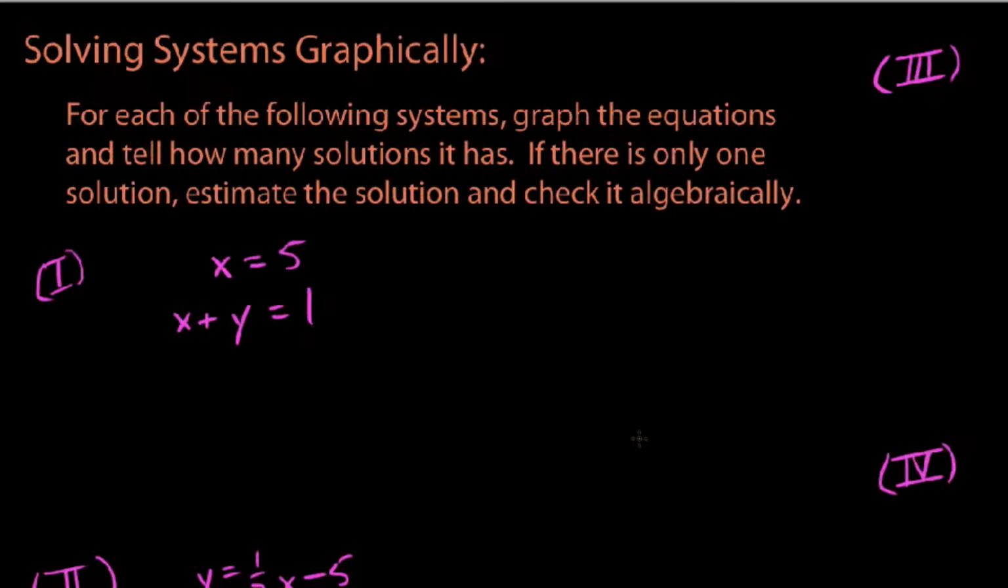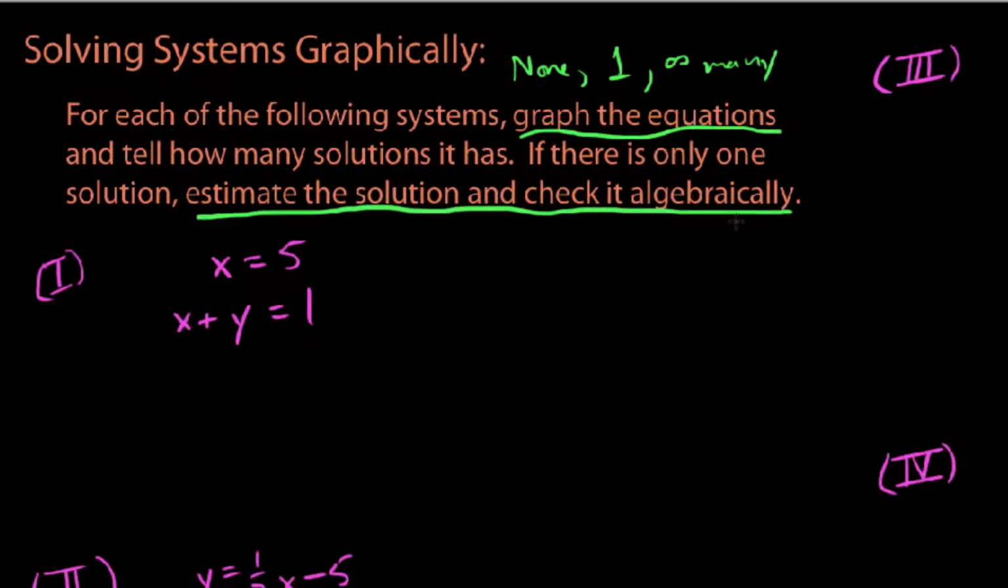So the instructions here will be these. It says, for each of the following systems, let's graph the equations. So we're going to start by graphing these, and then tell how many solutions the system has. Keep in mind, the solution is either going to have none, 1, or infinitely many. We shouldn't write infinitely many that way, but basically we're going to tell how many they have. If there is one and only one solution, where the graphs intersect one time, I want to estimate the solution and then plug it back in and check to see if it works.